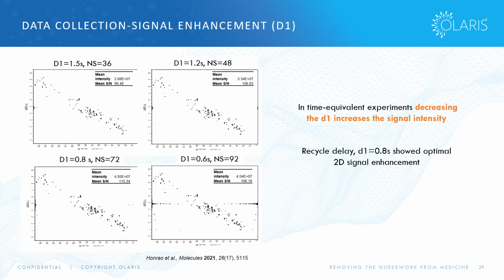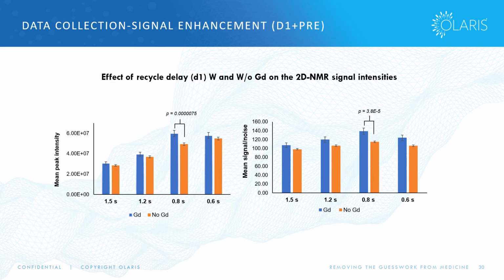And the same thing happened, for example, even better when we added gadolinium as a PRE agent. In fact, we saw that the signal to noise ratio increased and then our peak intensity increased. Moreover, we got a lower CV% and a lower limit of detection, so we could actually see more molecules, which is fundamental in metabolomics.